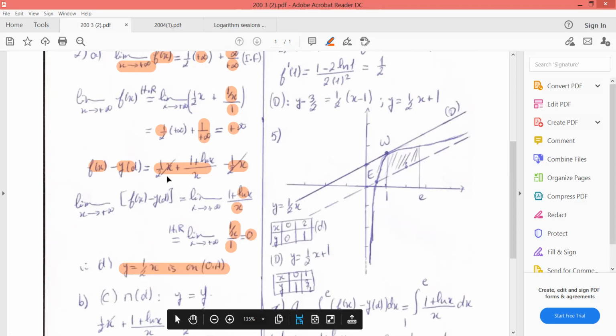So to prove an oblique asymptote, we should prove that the limit as x tends to plus infinity, not plus or minus, because there is no minus infinity in the domain. The limit as x tends to plus infinity of fx minus yd should be equal to 0.